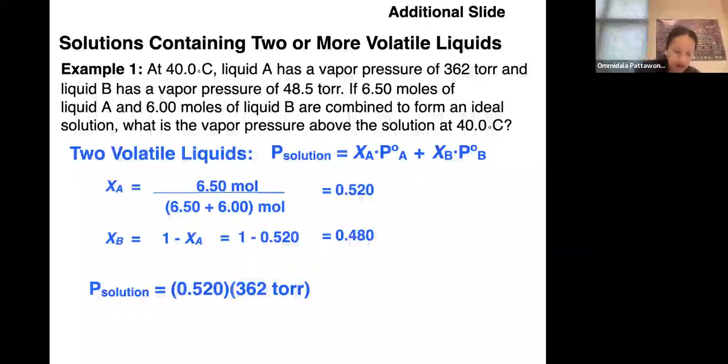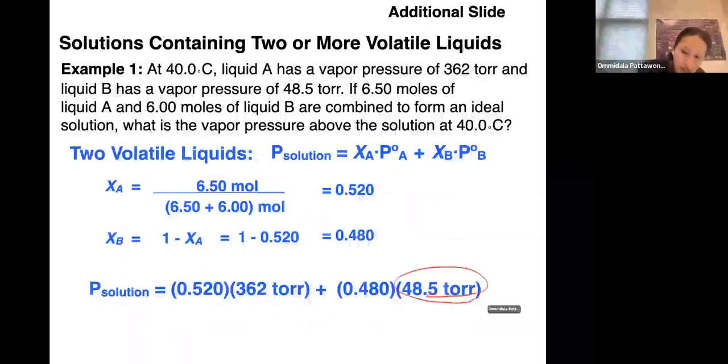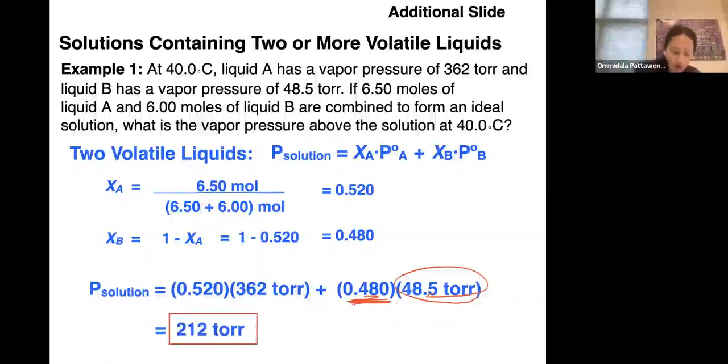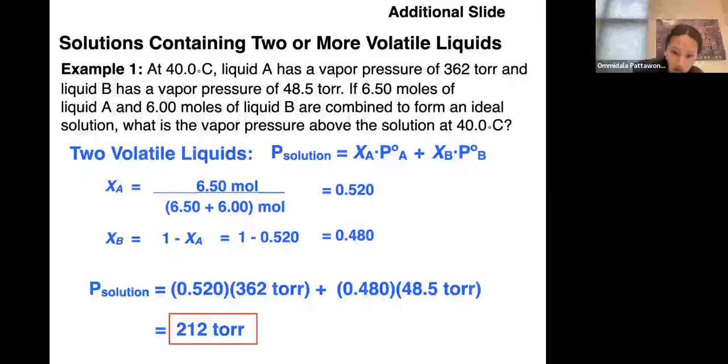So the next one is going to be B. You are going to do the same thing. This is the pressure of B, but we have only this fraction, so you are going to multiply that by B. If you add these together, you are going to get the pressure of the solution, which comes out to be 212 torr.